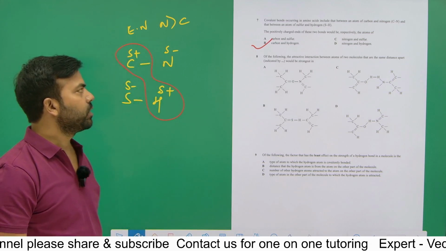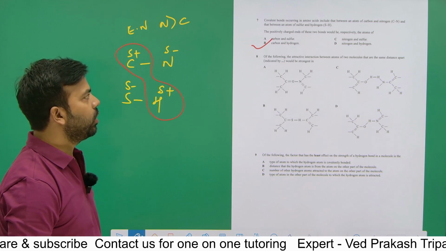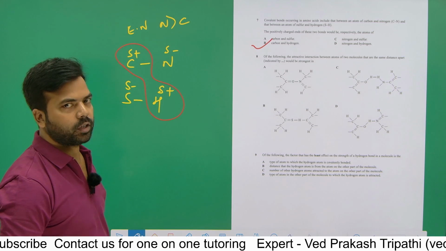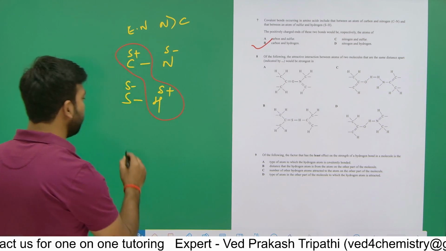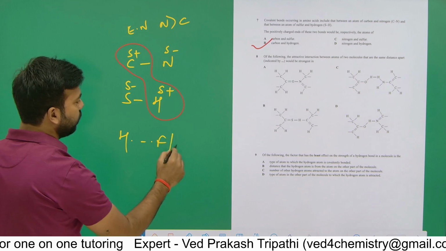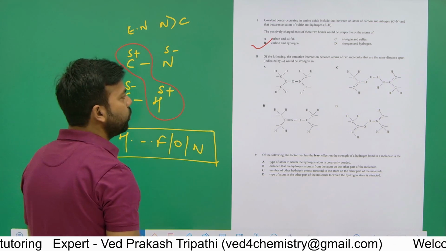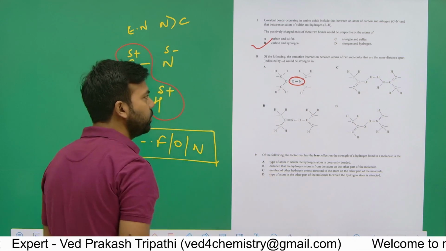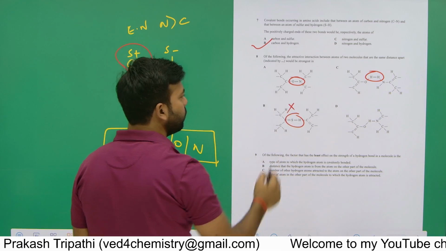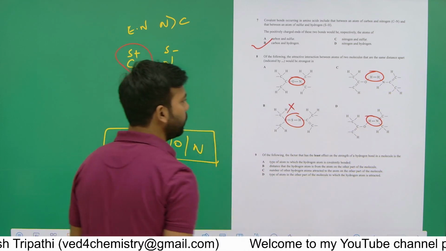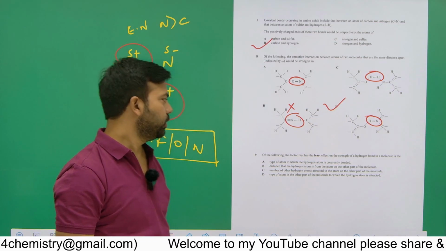Clear? Now the 8th one is, of the following the attractive interaction between atoms of two molecules that are the same distance apart would be strongest. So first of all you have to select the right attraction, and the right attraction is what? Hydrogen with fluorine, oxygen or nitrogen. Any one of them. You can see this attraction between oxygen and nitrogen, not possible. Hydrogen and hydrogen only, not possible. Sulfur hydrogen, not possible. Yes, this one is possible, hydrogen and nitrogen. So this will be the strongest. Clear? Quite easy this one is.